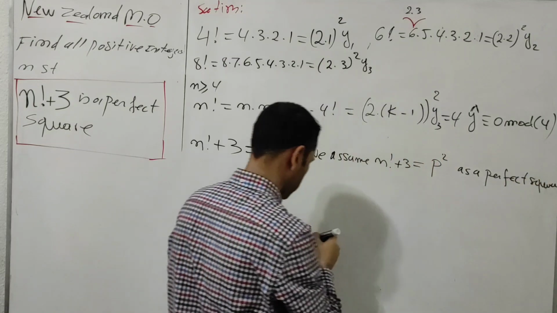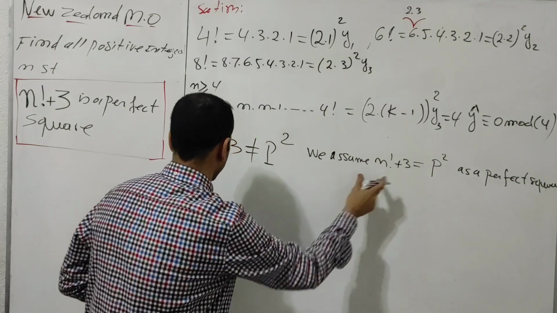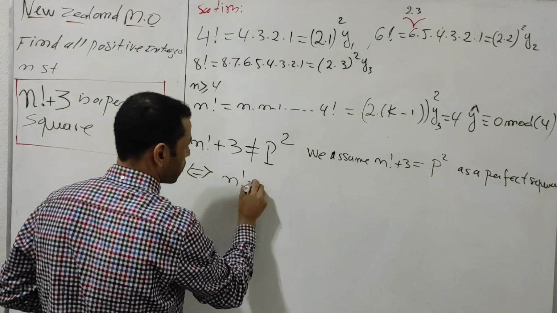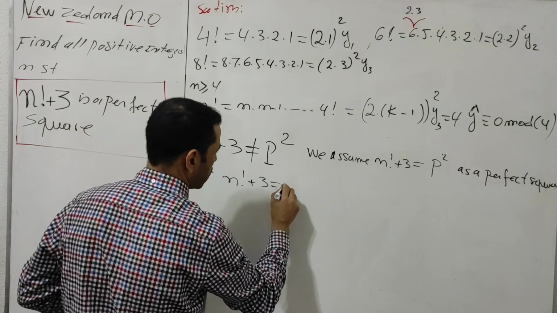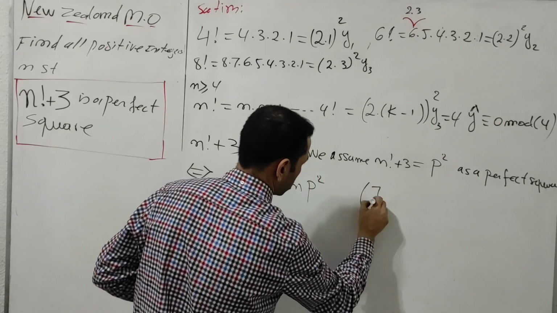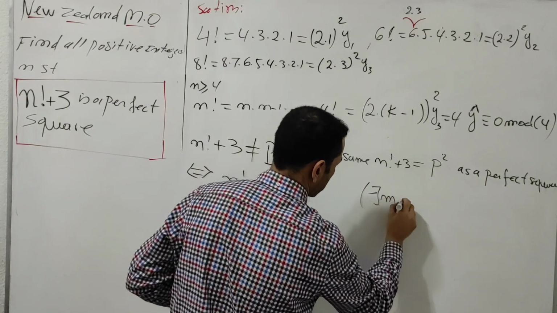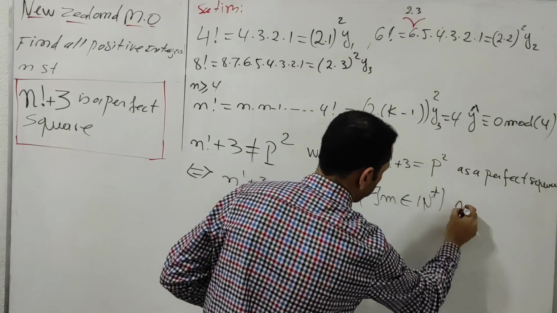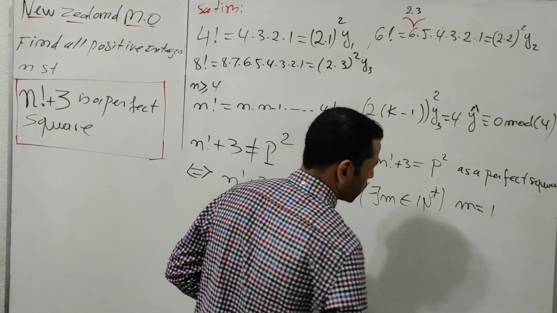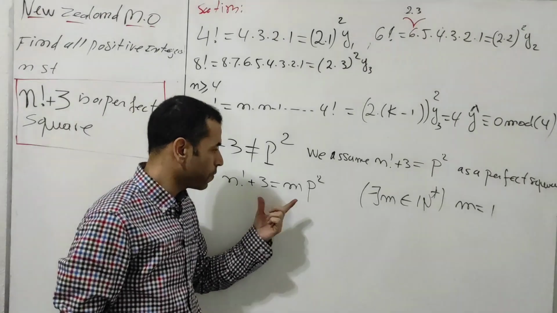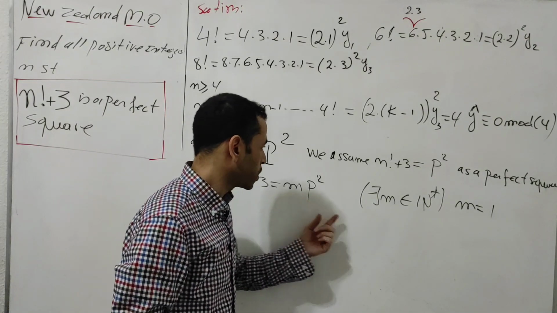Okay, so equivalent, this one is equivalent: n factorial plus 3 equals m p squared. It exists, m is an integer, but we take a particular case when m equals 1. In order to have this be a perfect square, you have to have m equal to 1 as an integer, okay?